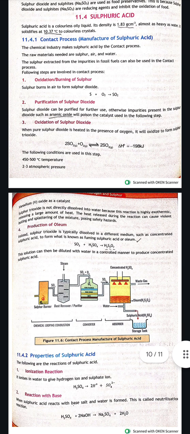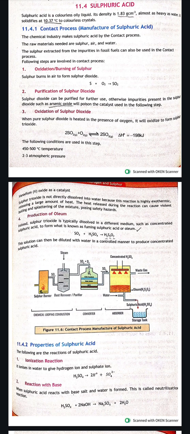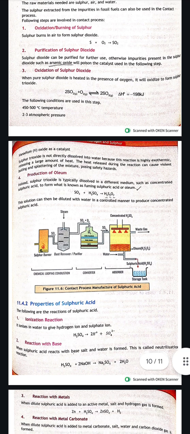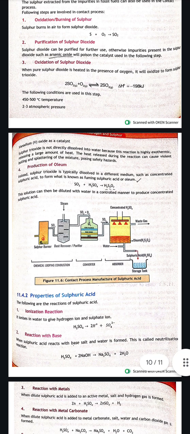The density of sulfuric acid is 1.83 gram per centimeter cube and it solidifies at 10.37 degrees C to colorless crystals. Now, oxidation and burning of sulfur. Sulfur burns in air to form sulfur dioxide. Purification of sulfur dioxide. Sulfur dioxide can be purified for further use. Otherwise, impurities present in the sulfur dioxide such as arsenic oxide will poison the catalyst used in the following step.